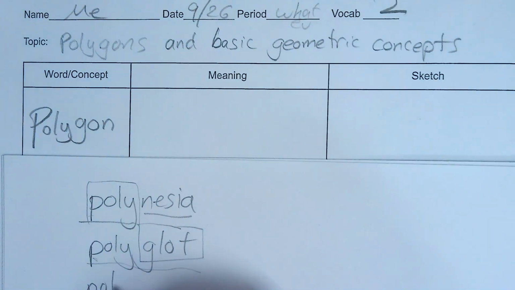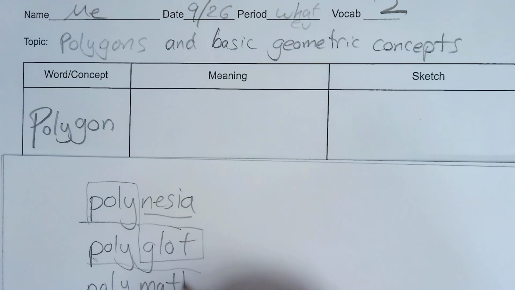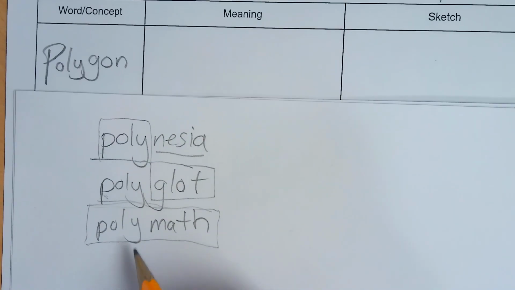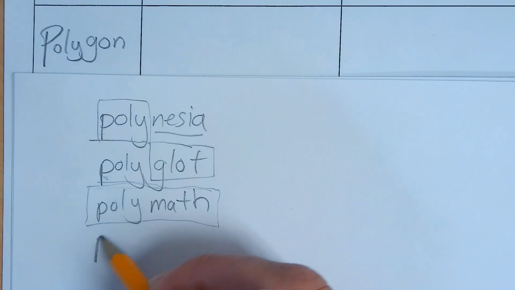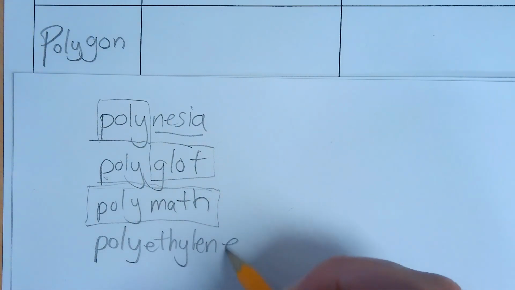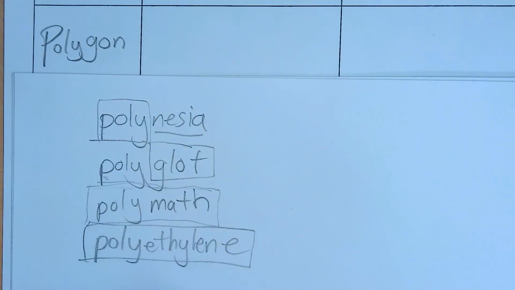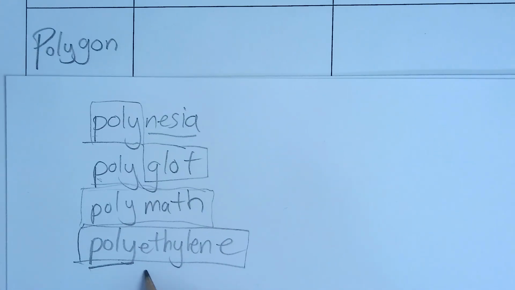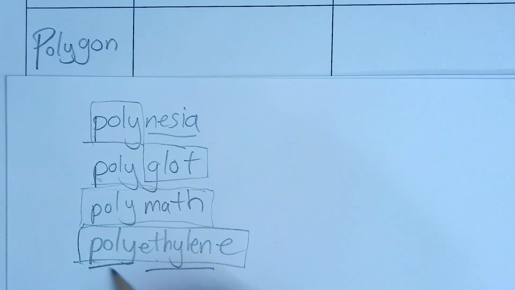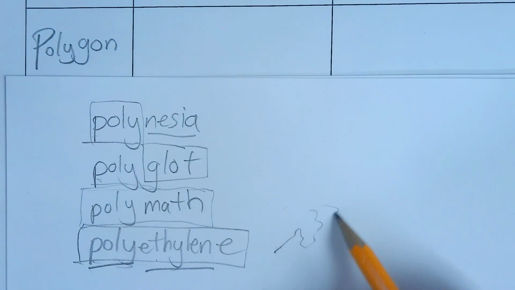There's even a word called polymath, like Neil deGrasse Tyson, or other famous people who know a lot of science and mathematics. And even polyethylene. This is an ingredient in plastic, and basically it means many ethylenes. Ethylene is like methane, but when you link them together in these long chemical chains, they become polyethylene because there's a lot of them, many.